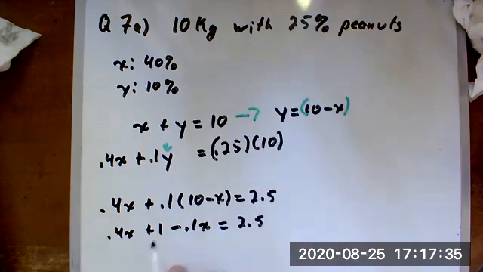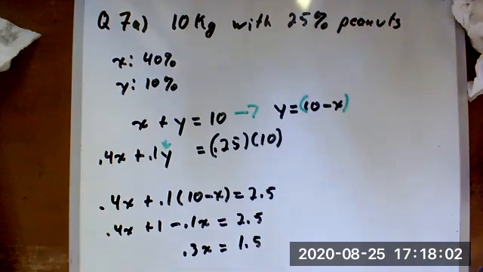equals 2.5. I'll subtract the 1 from both sides. I'll put my x's together. 0.3x equals 1.5. Then we want to get x on its own. So we'll divide by 0.3 on both sides. And when we do that, we get x equals 5.